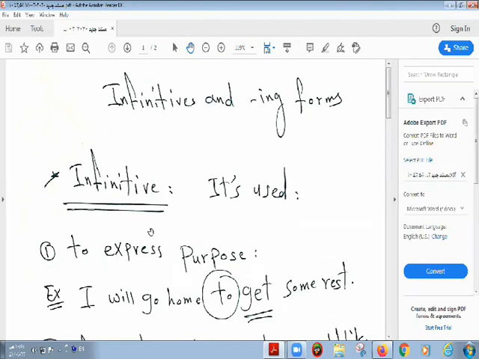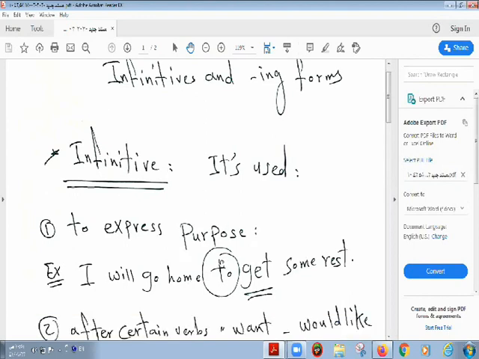At first, we use the infinitive form to express purpose. For example, I'll go home. Why will you go home? Yes, to get some rest. So the infinitive here comes to plus infinitive to express purpose. So I will go home to get some rest.